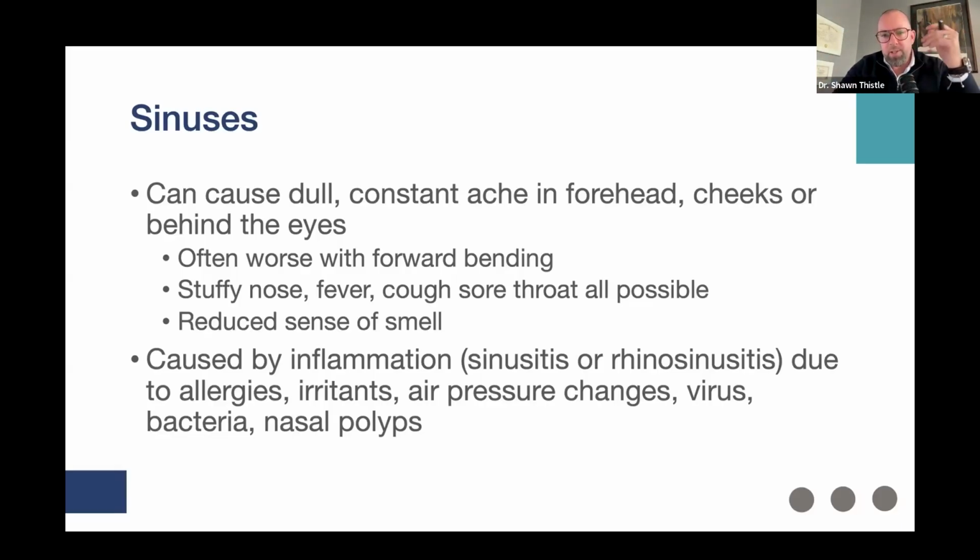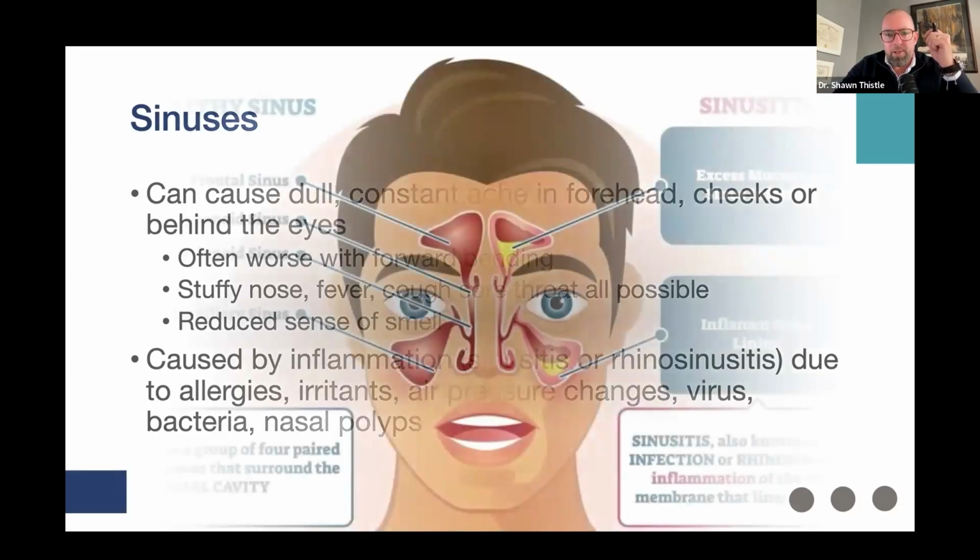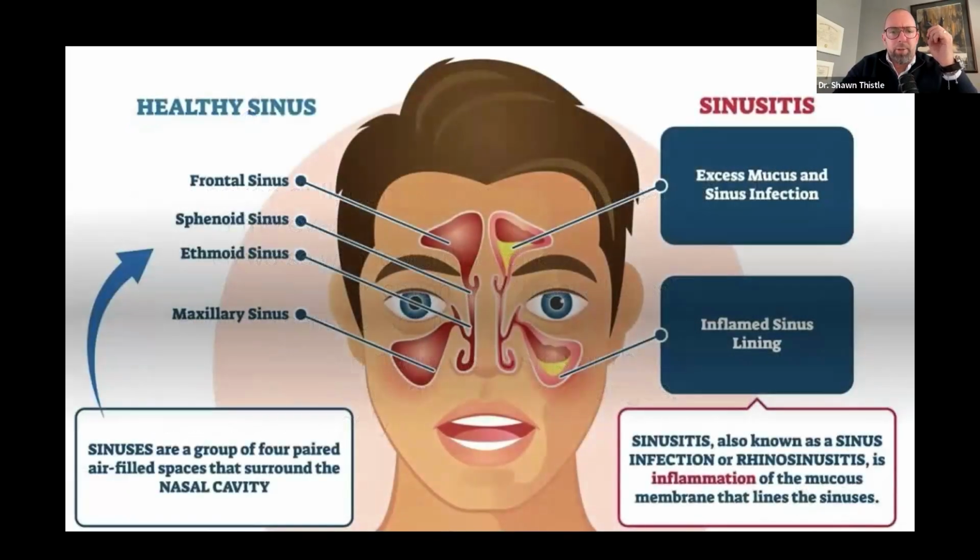They may also have constitutional symptoms of a cold or infection and may or may not have a reduced sense of smell. This is caused by inflammation due to allergies, irritants, air pressure changes, viruses, bacteria, or the presence of nasal polyps. Just to review, there's a main frontal sinus here, sphenoid sinus kind of inside your upper part of your eye. Ethmoid sinus is just beside your eye and your nose. And then the main maxillary sinus under your eye.